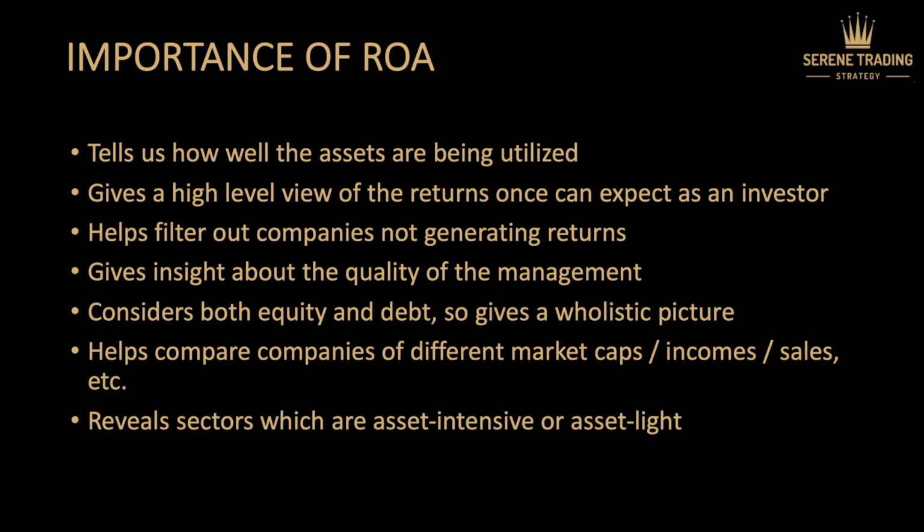And lastly, it also gives us an insight into sector analysis: which sectors are asset intensive and which sectors are asset light. For example, if you consider the manufacturing sector as such, they require a huge amount of assets in the form of plant, machinery, land, and heavy equipment. So these companies are going to have a lot of assets on their books. Their assets will be huge, and so the ROA automatically is going to be low. Why? Because the denominator in that formula that we saw, the total assets, is going to be really huge.